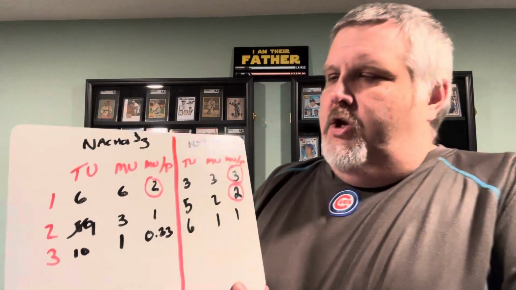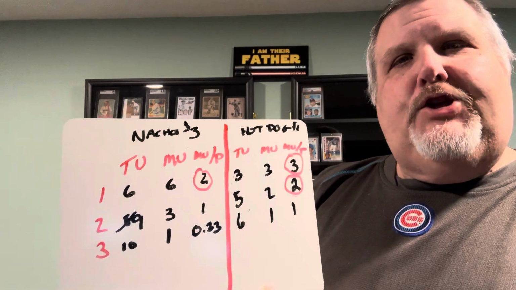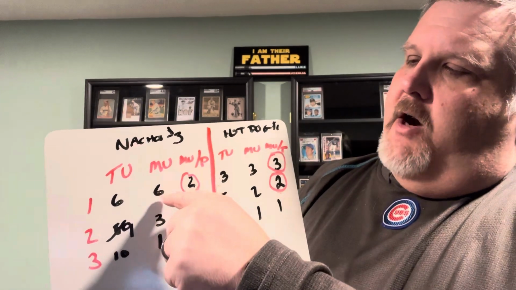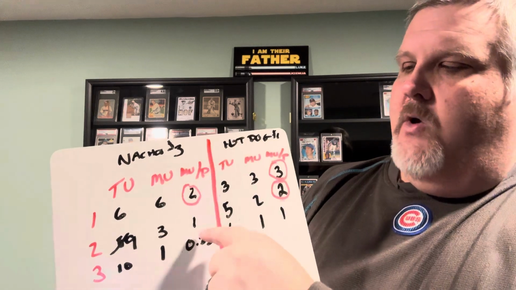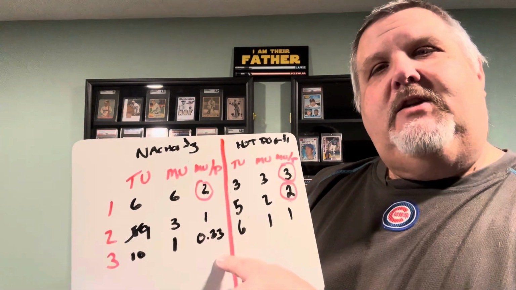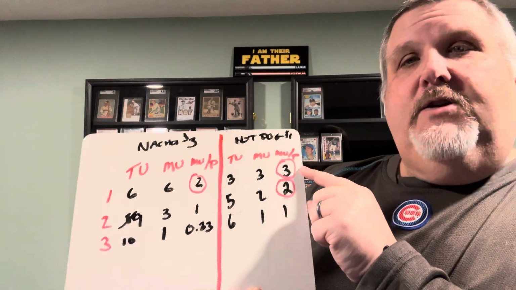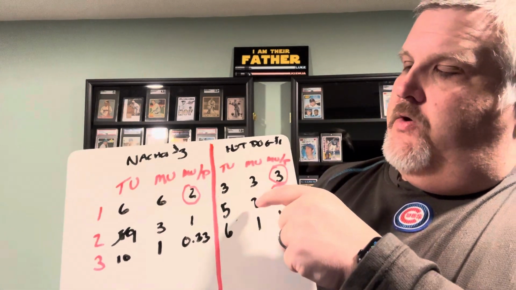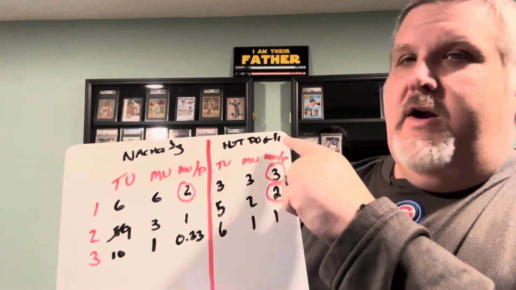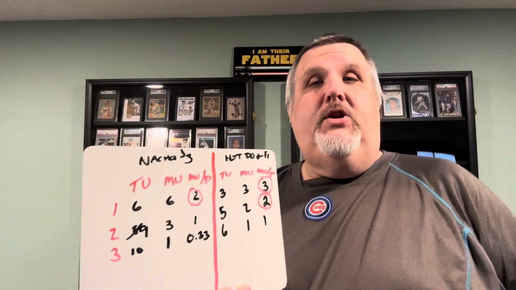So what we're going to do is find our marginal utility per price. And we set up here, nachos are going to cost us $3. So our marginal utility is 6, divided by 3 is 2. 3 divided by 3 is 1. 1 divided by 3 would be 33 cents. We do the same thing over here for hot dogs. Our marginal utility here, 3 divided by 1 is 3. 2 divided by 1 is 2. 1 divided by 1 is going to be 1. Okay, so now we have our marginal utilities per price.